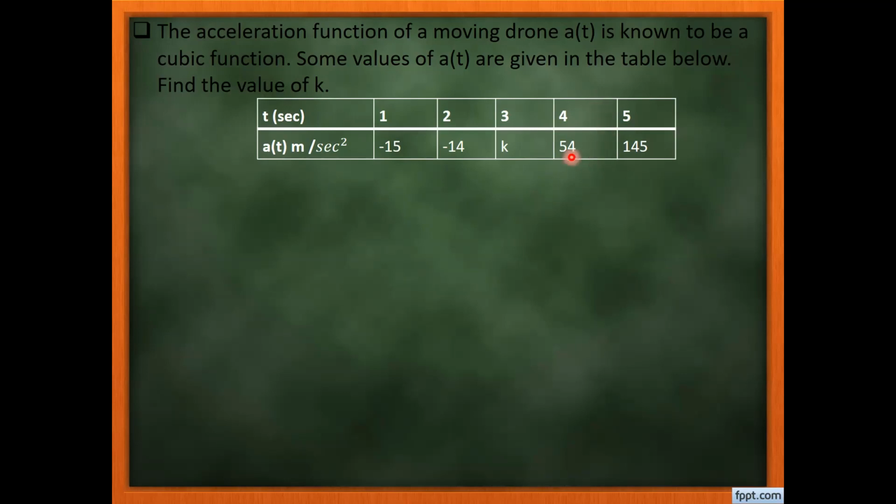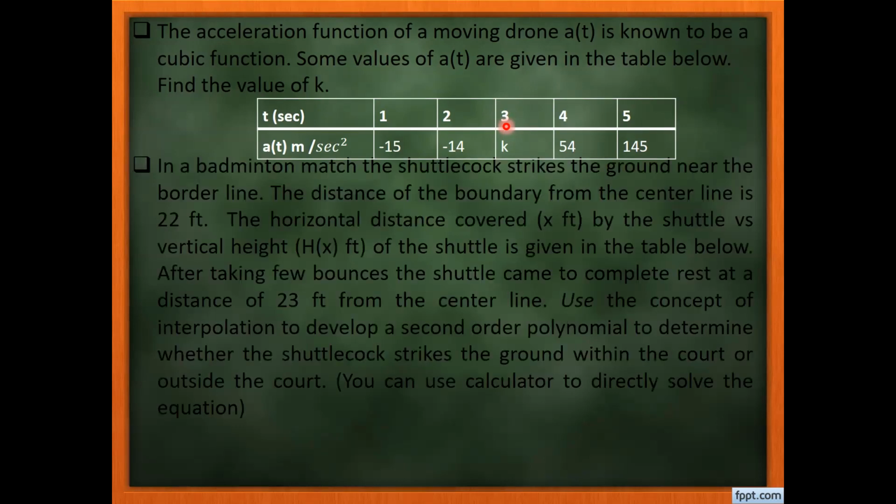Now it's my choice to go for 1, 2, 3, 4 or 2, 3, 4 and 5, because the data is equally spaced. If it had been unequally spaced and I had to restrict myself to 4 data points, I would choose the 4 closest to the missing node value, those close to t equals 3. That is the strategy to select a smaller number of data points out of a larger data set.